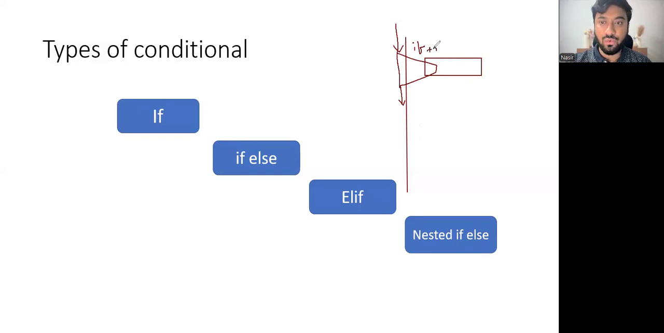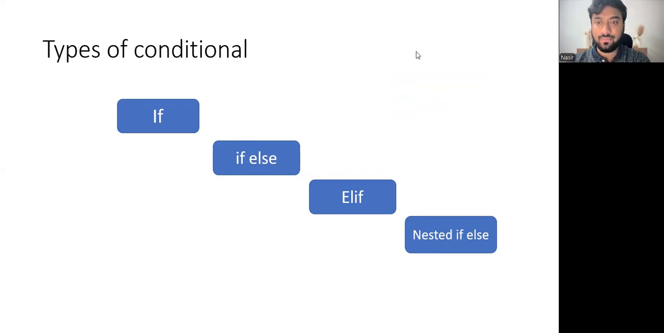If it is true, it is executing this block. But if it is false, what is it doing? It directly continues. This is for if. Then what about if else?